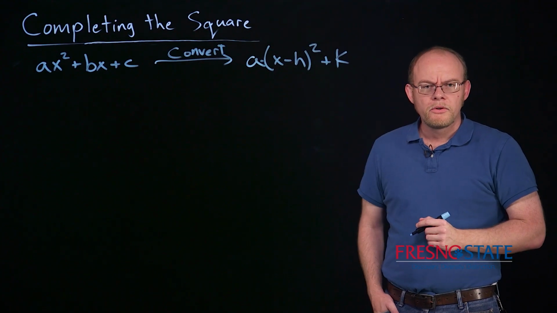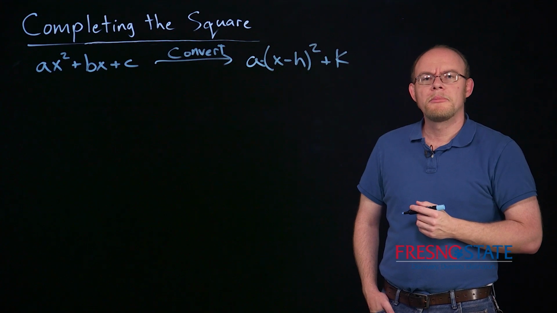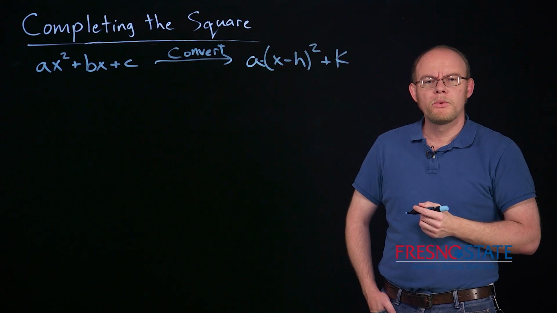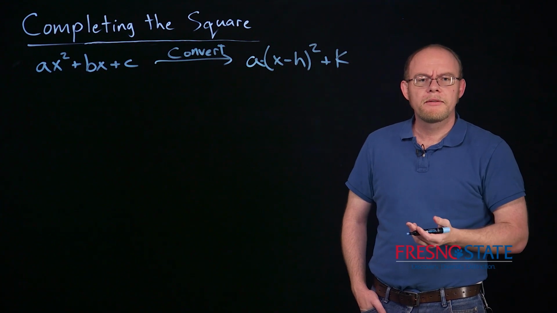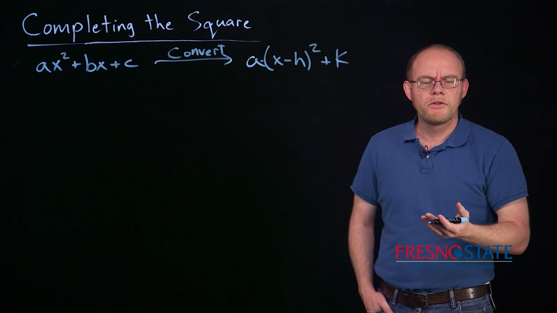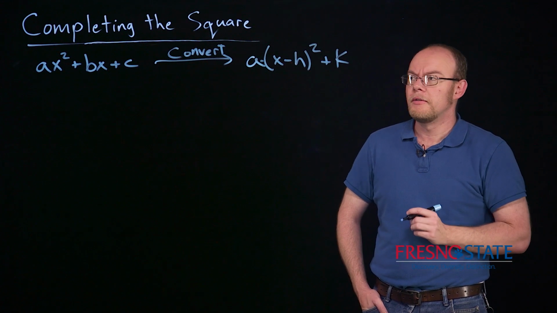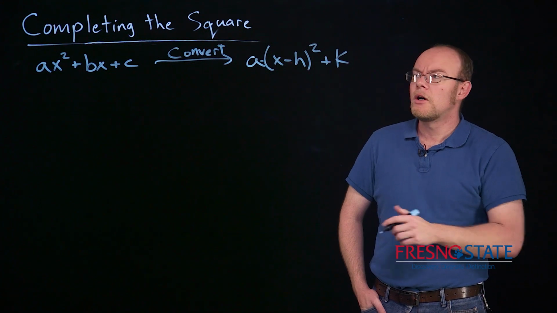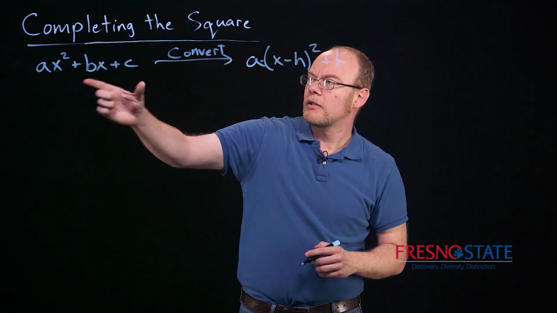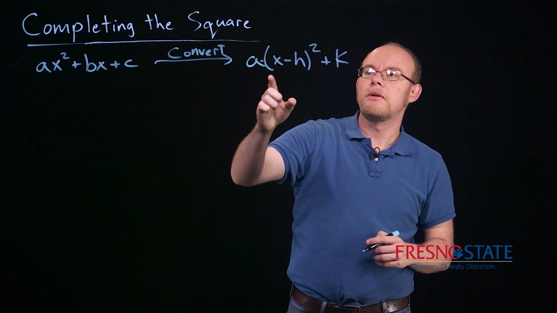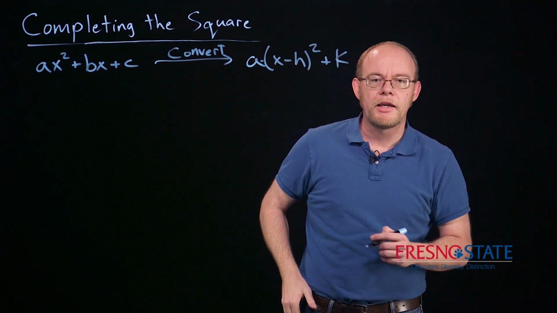All right, so now we're going to go ahead and talk about a more advanced form of completing the square. This is important for quadratic functions, and I feel like since we've already just gone through the basic form of completing the square, we should go ahead and do the more advanced version of this. So if you recall, we're trying to convert something in the form ax squared plus bx plus c into a times x minus h squared plus k.